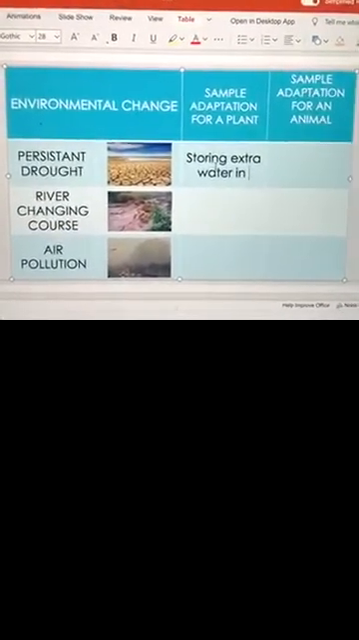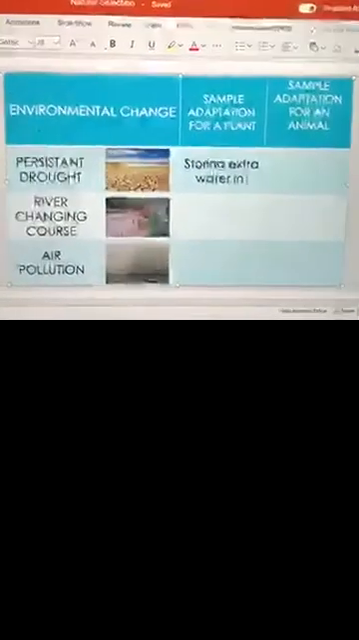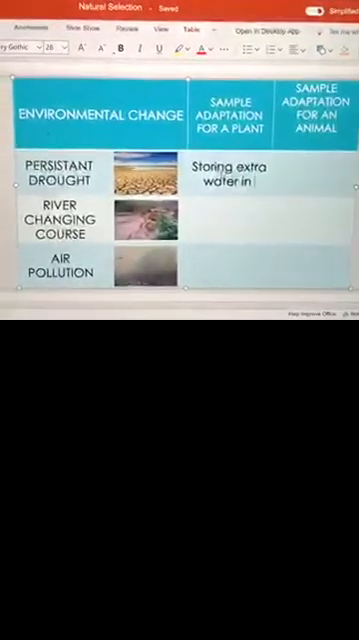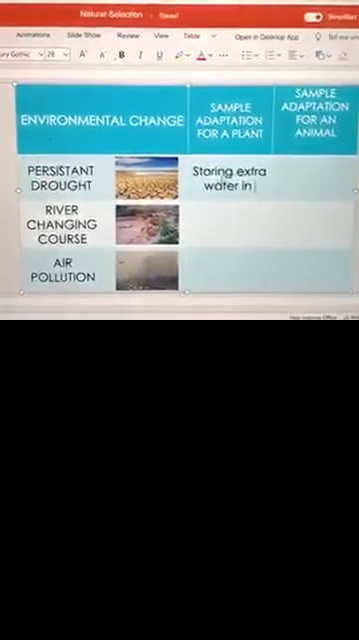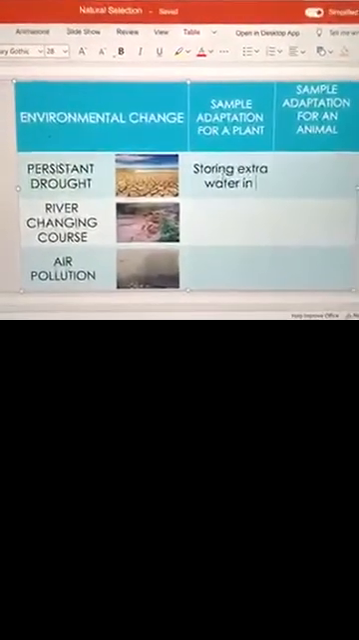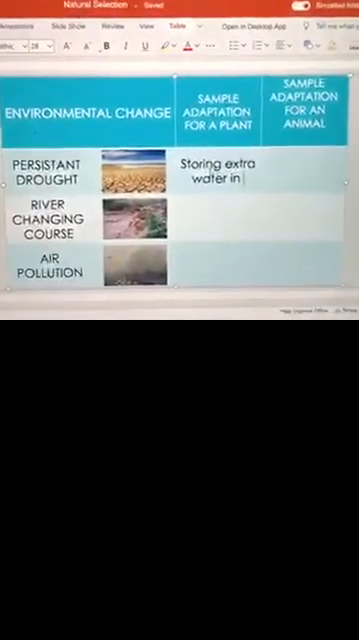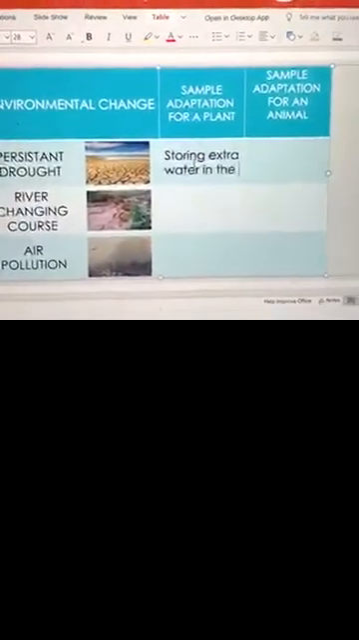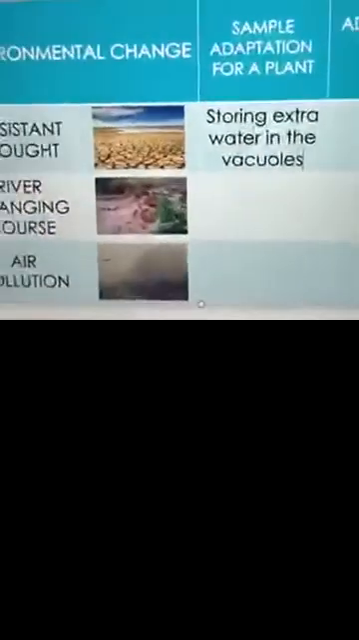Not the nucleus. I love the fact that we're thinking, though. I love the fact that we're throwing out answers. Good job. Let's see if anybody can get that, though. What is the part of the cell that stores the water? I give one hint. It starts with a V. Vacuoles? Yes, great job. Storing extra water in the vacuole. So that's one adaptation.